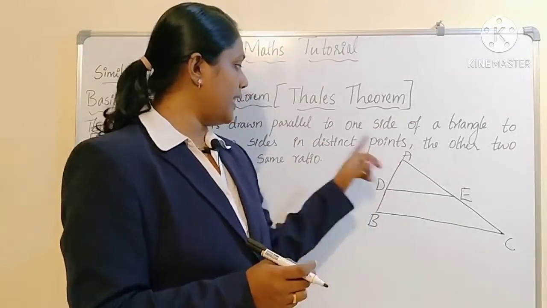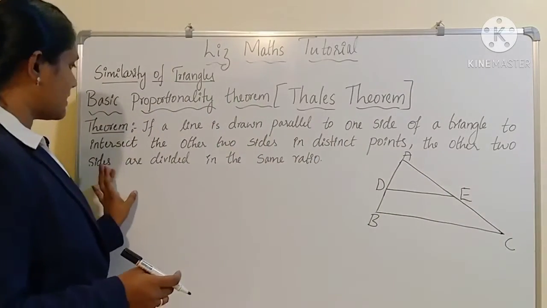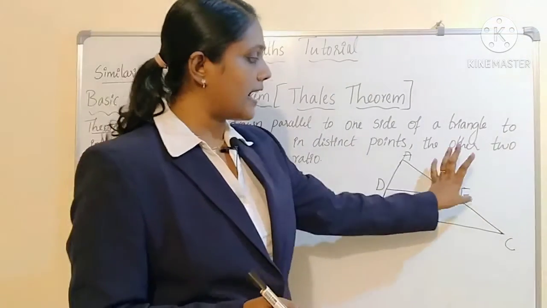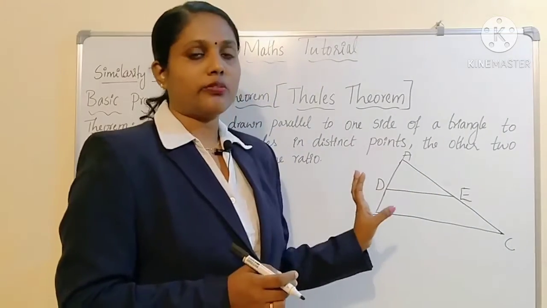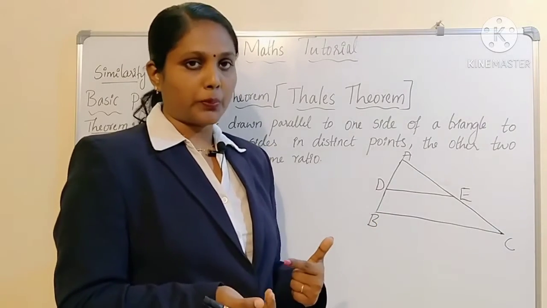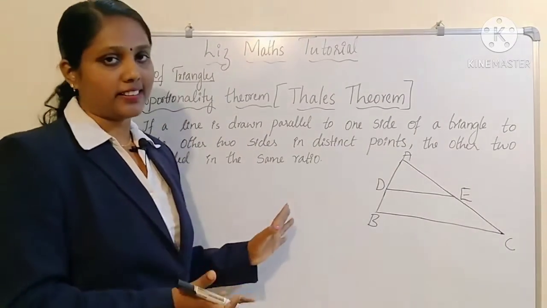So it should be intersected at distinct points. The other two sides are divided in the same ratio. These two sides are divided equally in the same ratio, and that you have to prove. Okay, so now we'll write down what is the data given here.